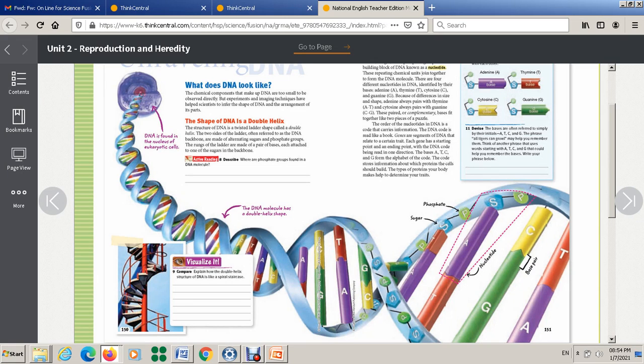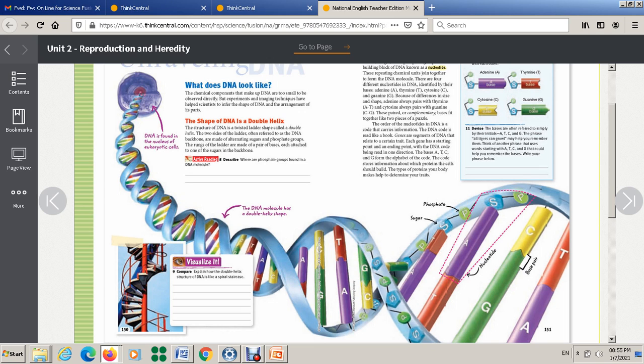Hello everyone, in this video we want to talk more about the structure of the DNA. We stopped last time. The scientists discovered it's a double helix structure. It's like a twisted ladder shape. I want you to look at the DNA.